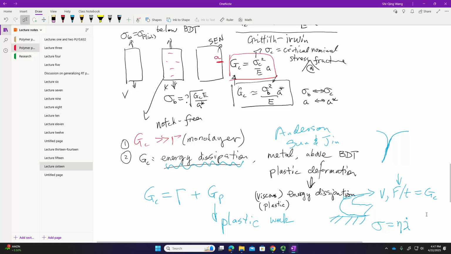We probably will likely touch on that next lecture, but maybe even later. But we'll definitely cover that, because we talked a lot already about elastomeric rupture. Okay.